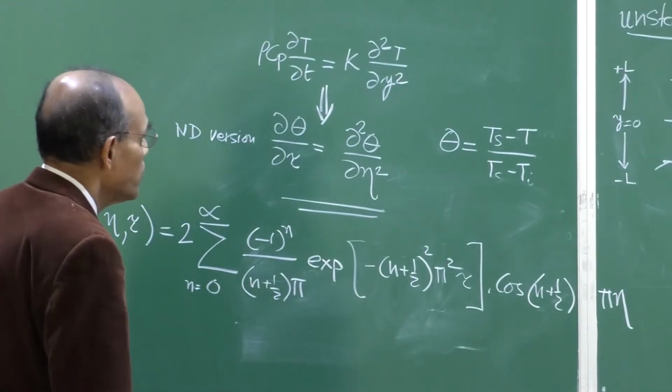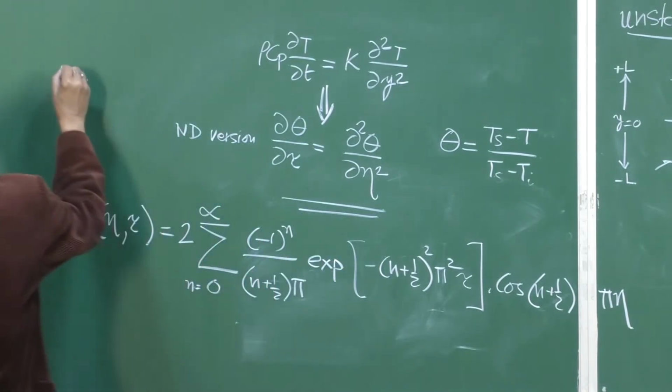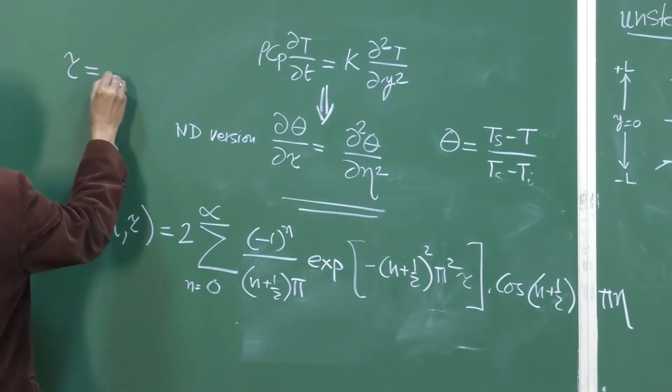Let us say that we want to find out the solution to this equation at tau, which is known as the Fourier number, equal to 0.4.